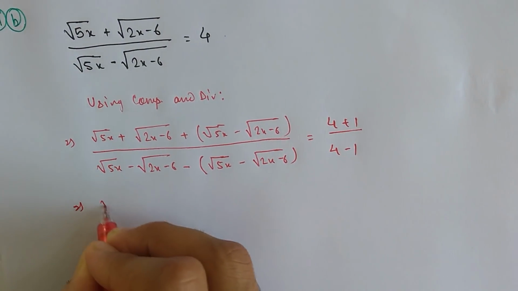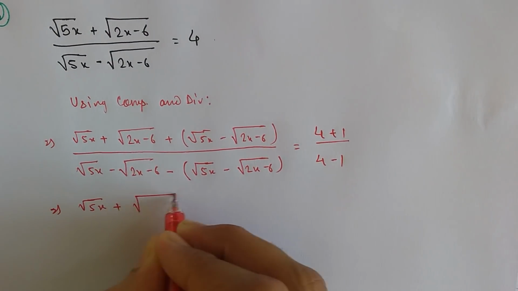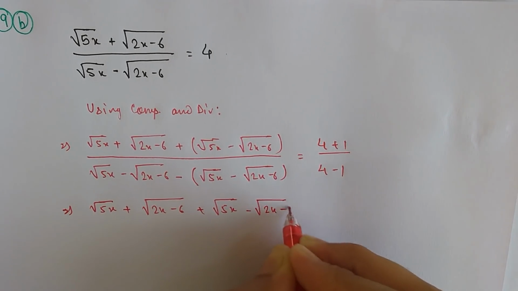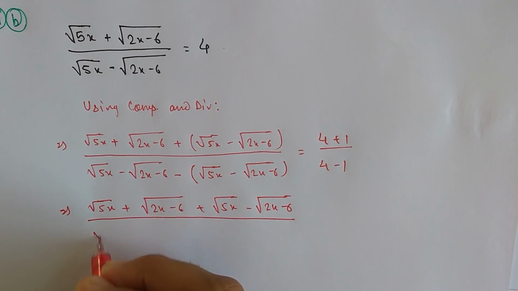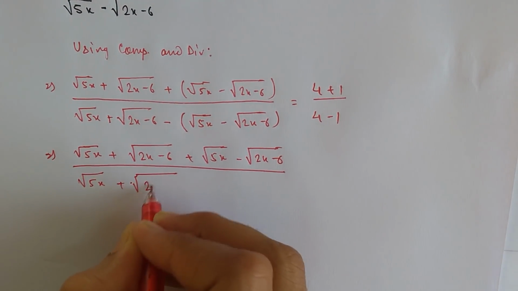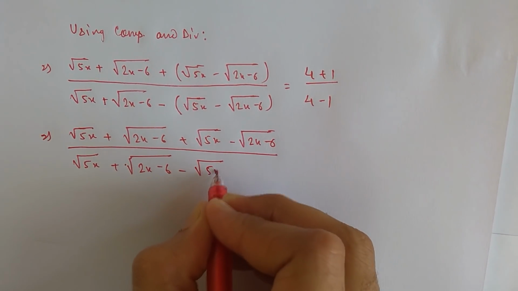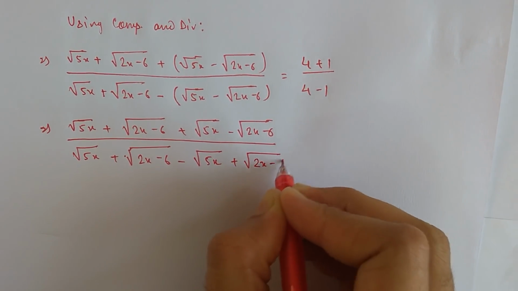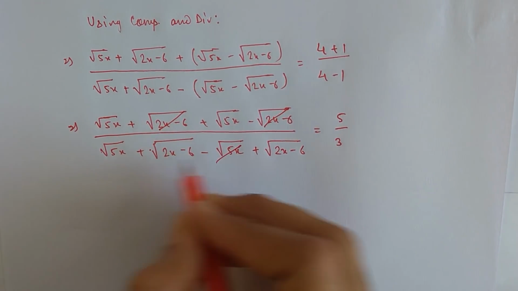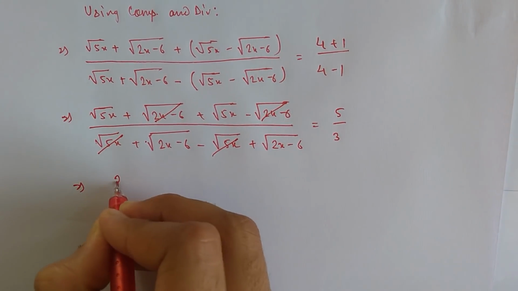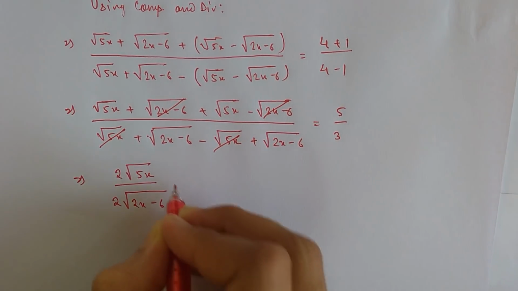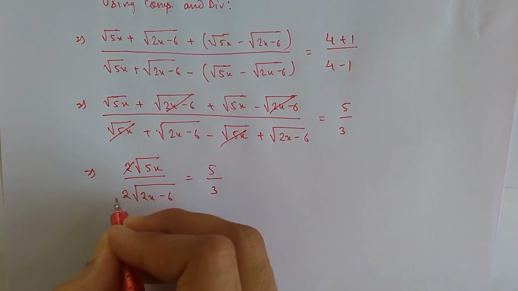Let's break it out. What do we get? Root over 5x plus root over 2x minus 6 plus root over 5x minus root over 2x minus 6 divided by root over 5x, sorry, this will be plus over here, plus root over 2x minus 6 minus root over 5x plus root over 2x minus 6 is equal to 5 by 3. So this and this will get cancelled out and this will get cancelled out. So what do we get? 2 into root 5x divided by 2 into root over 2x minus 6 is equal to 5 by 3. 2 and 2 will get cancelled out.